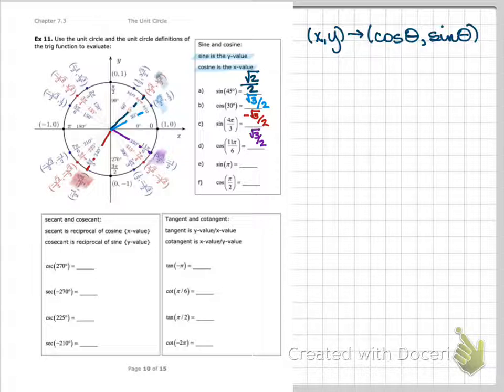What do we have next? The sine of pi. So pi is here, 180 degrees. So here's our pi. We want the sine of pi, so that's our y. I've cut off the x, but we can see that the y is 0.